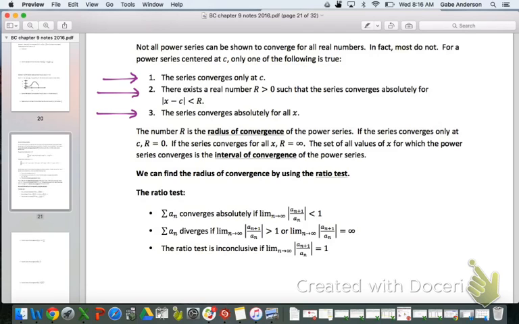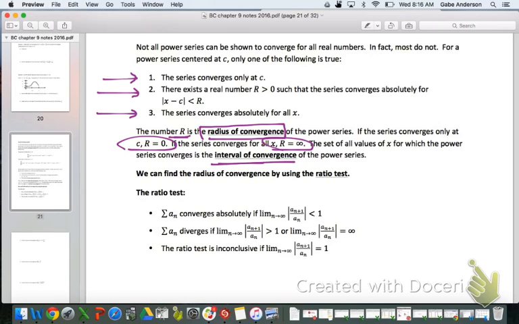So we call the number r, whatever that is, the radius of convergence. It just tells us the reach, if you will, of the convergence, how far on the x scale this convergence actually goes. And we're also going to be looking at the interval of convergence. One note here that may be worth mentioning: if the series does converge for all x, then we'd say that the radius is infinite. And if the series converges only at c, then that radius of convergence is 0.